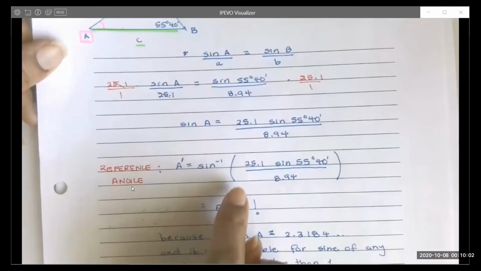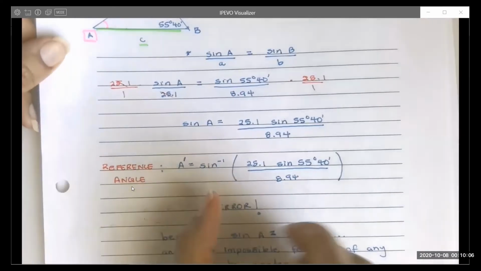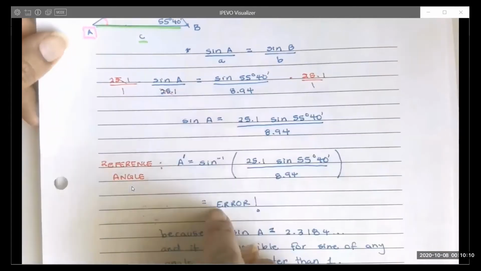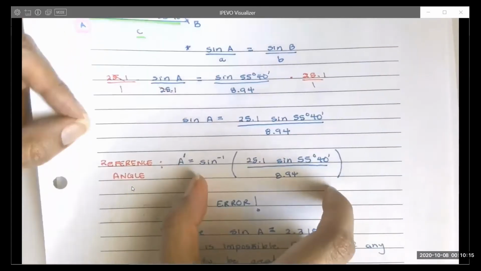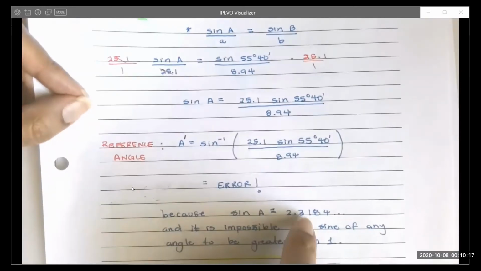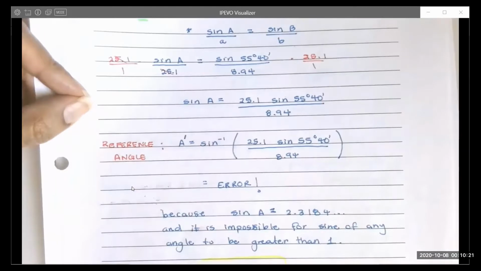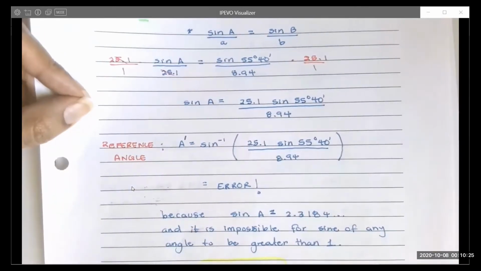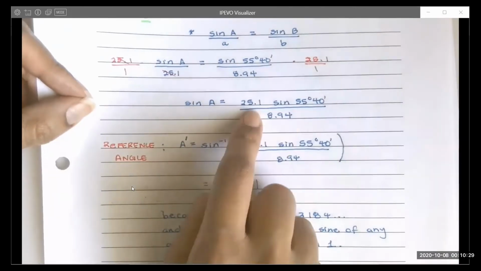And then what we did from there was take sine inverse to help us find the reference angle. But when we punched this into the calculator, it returned a domain error. And so we mentioned why domain errors might happen. They can happen if whatever this evaluates to is greater than 1. So if it's greater than 1, it's not possible to find an angle that'll give you sine greater than 1.